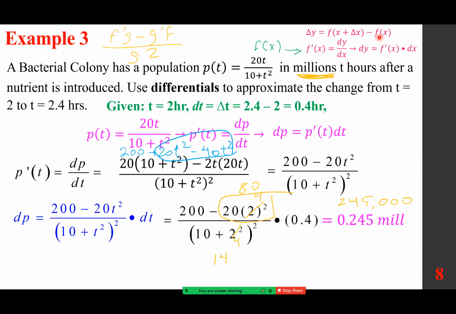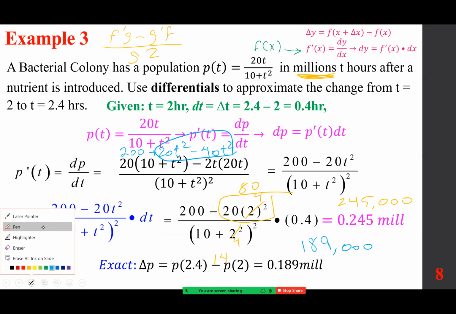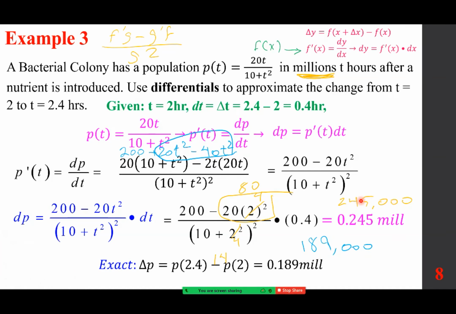Delta y is f of x plus delta x minus f of x. We want delta p. That means f of x plus delta x becomes p of 2.4 minus f of x becomes p of 2. So plug in 2.4, plug in 2. Their difference is 0.189, and that means 189,000.